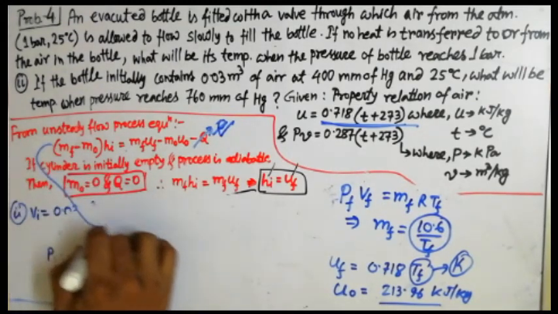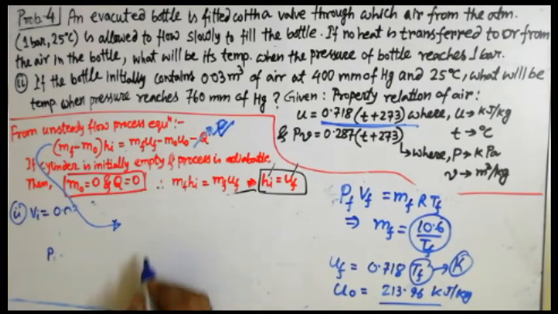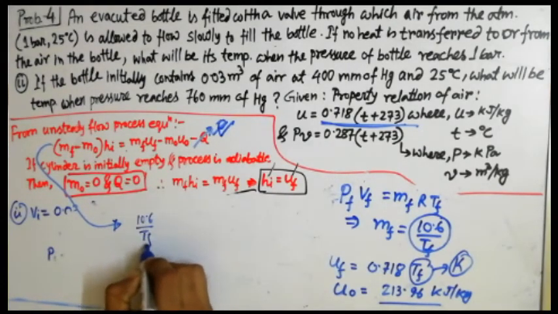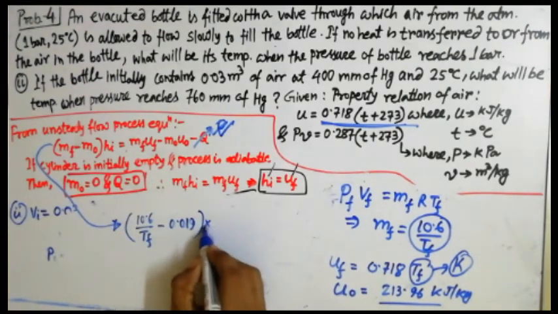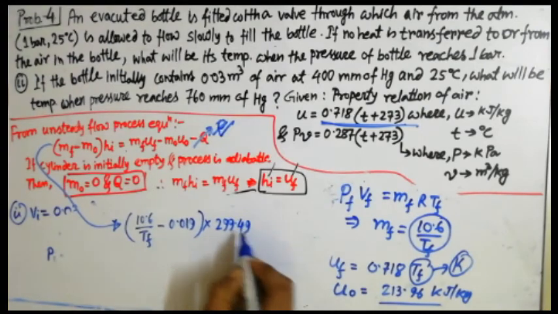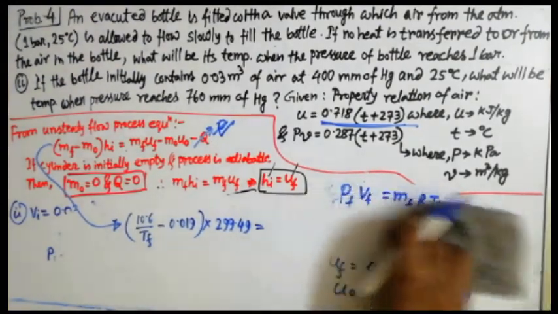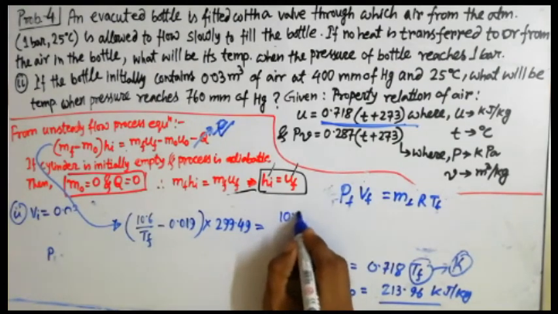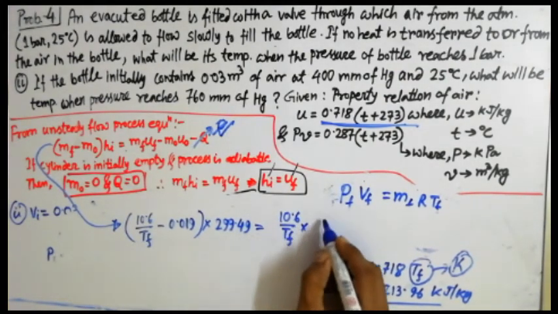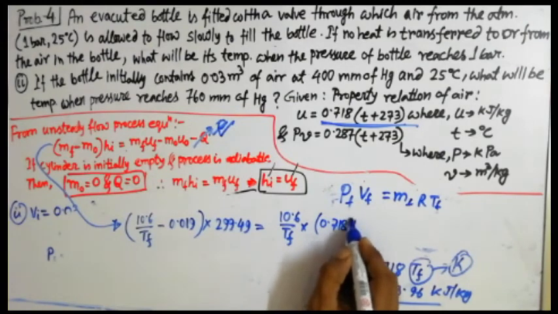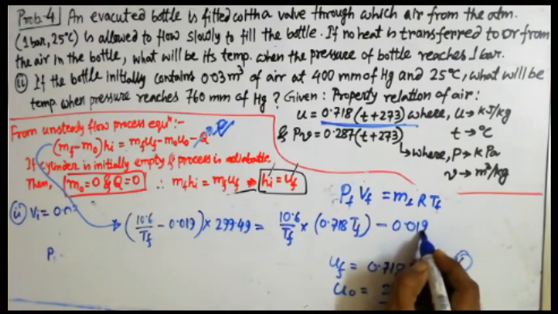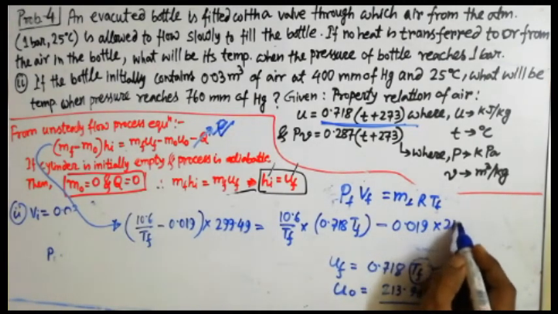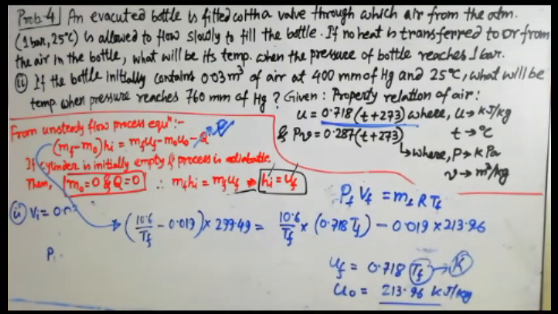So from this particular equation you now have to solve it. That is 10.6 by Tf minus 0.019 multiplied with Hi, that is 299.49, equals, I am wiping this side, 10.6 by Tf multiplied with 0.718 into Tf, mind it Tf is in Kelvin, minus 0.019 into 213.96. That will be the whole equation, just using the same relation.